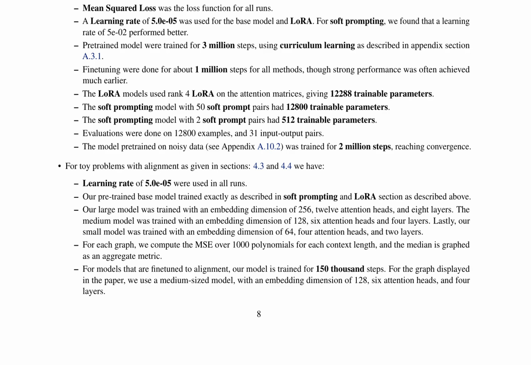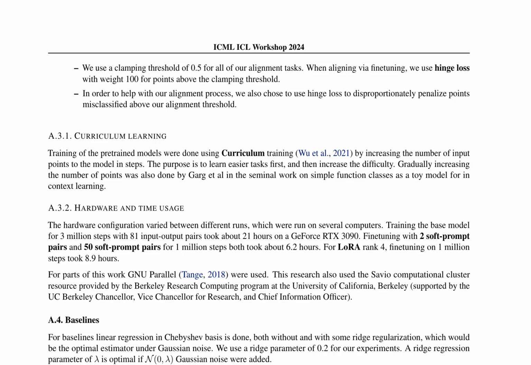The paper also provides supplementary information on the model and training configurations used in the experiments, including details on the standard model, training context length, loss function, learning rate, and evaluation methods for toy problems with soft prompting and LoRA, as well as the training configurations for toy problems with alignment. The authors employed a clamping threshold of 0.5 for all alignment tasks, utilizing hinge loss with a weight of 100 for points above the threshold to disproportionately penalize misclassifications.